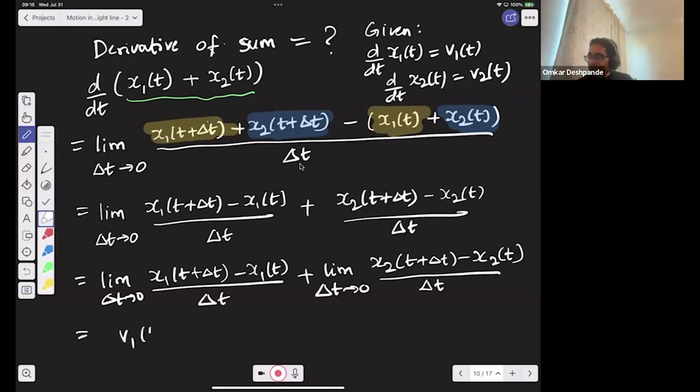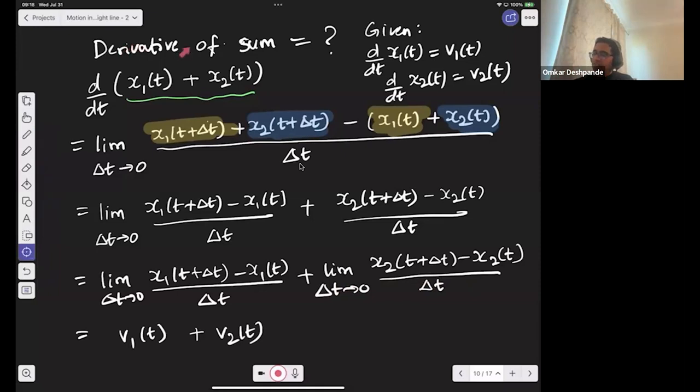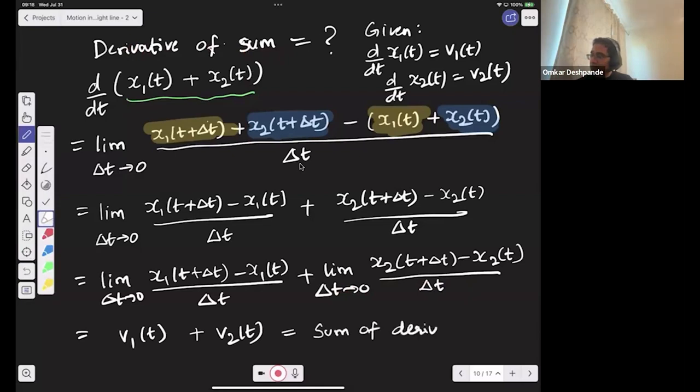Well, that just becomes v1 of t. That's the definition of v1 of t. And the second piece here becomes v2 of t. In other words, the derivative of the sum became the sum of the derivatives. So now we have everything that we need to take the derivative of any polynomial function.